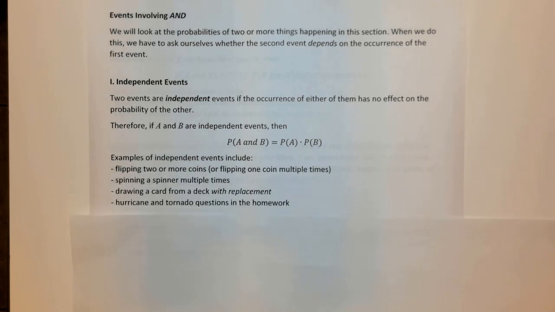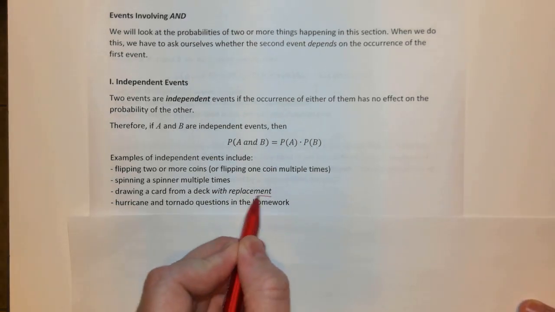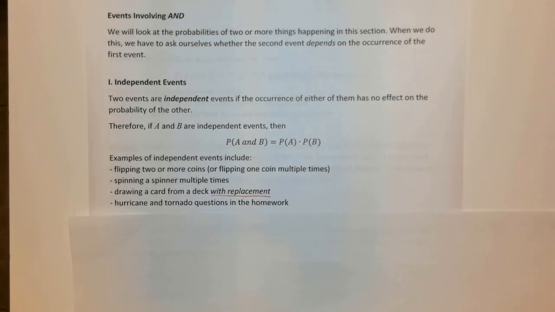So some examples of this are flipping two or more coins, or flipping one coin multiple times, spinning a spinner multiple times, drawing a card from a deck with replacement. That's going to be an important phrase. And then there's some hurricane and tornado questions we're going to look at.